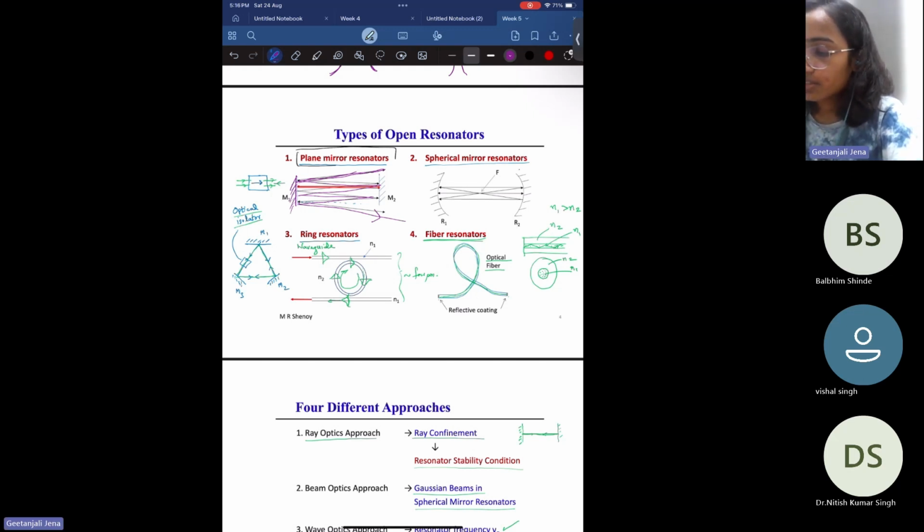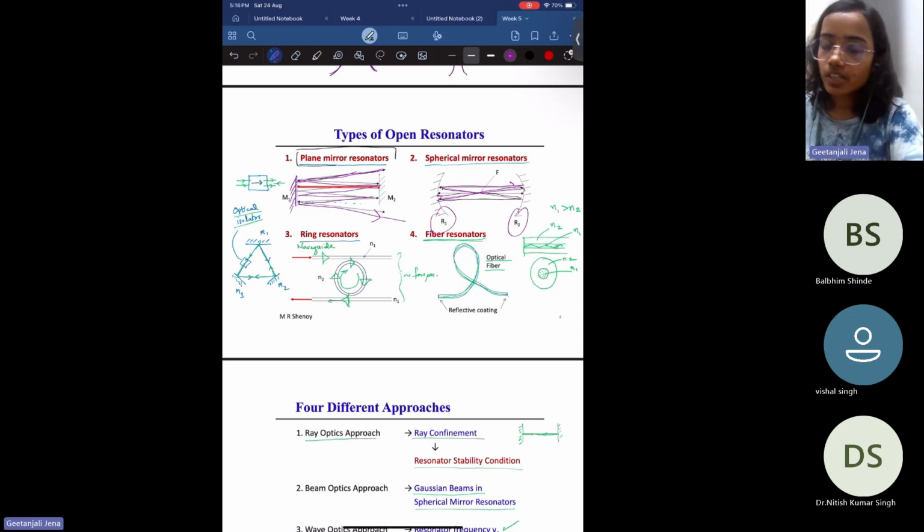In the spherical mirror resonator, there are different types of ray paths that are possible. It consists of two spherical mirrors which have radii of curvature R1 and R2. If you incident a light parallel to the axis, it will go through the focus point, oscillate inside the spherical mirror resonator, and be confined inside it. The other kind of resonator is the ring resonator.